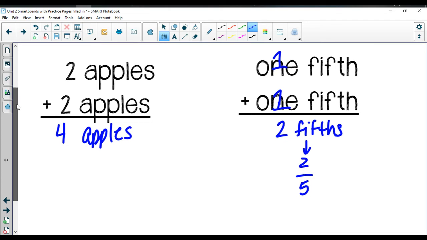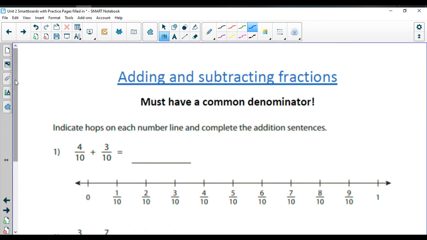So when we're talking about fractions, we're basically going to be combining things that are the same. So 2 apples plus 2 apples is 4 apples. We could say 2 is your numerator, apples is your denominator. And if we have 2 apples and 2 apples, we can add them together because they are the same thing. Just like over here, we had 1/5 plus 1/5, we can add them together because they're the same thing.